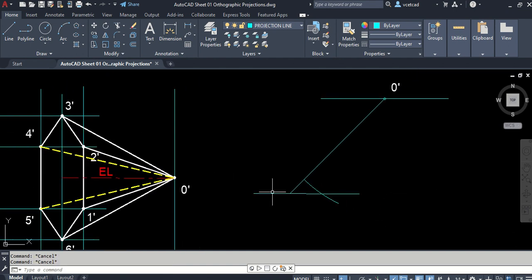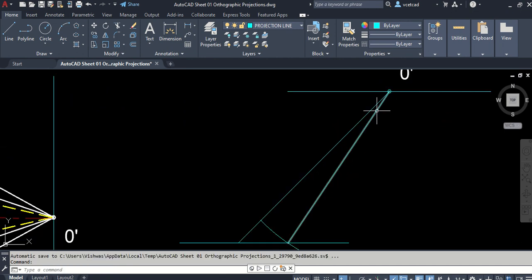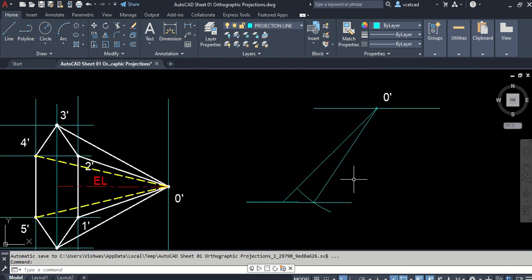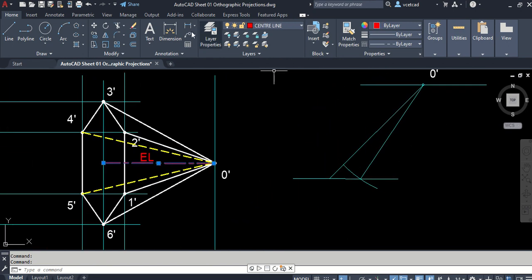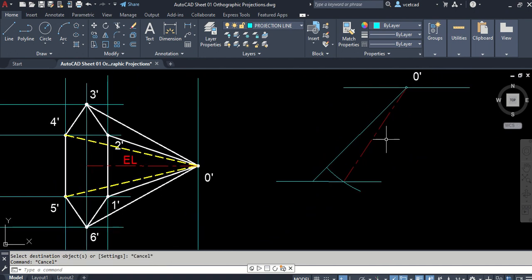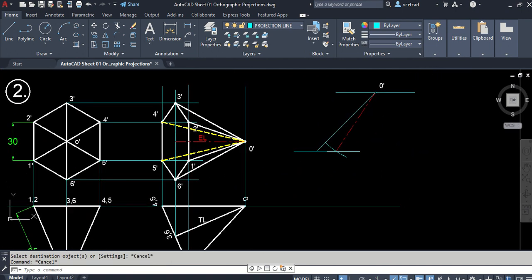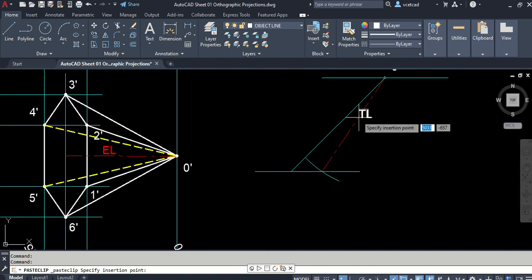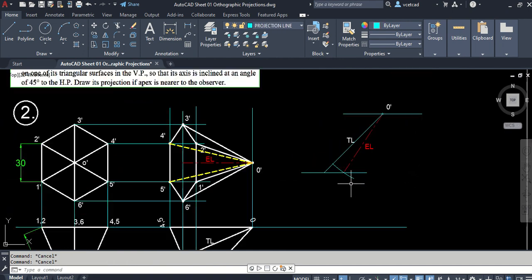Now I can draw my axis. This is my elevation length, so I can name this line as EL, and this other line is the true length. I can copy this. This is my true length, and this is my elevation length. Is that clear?